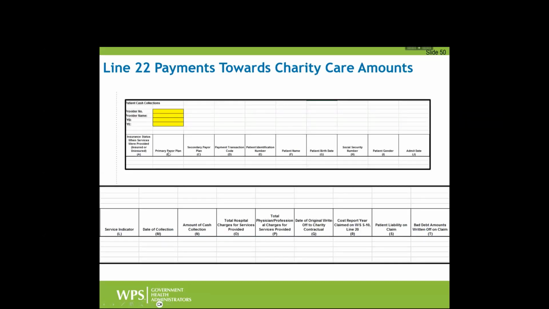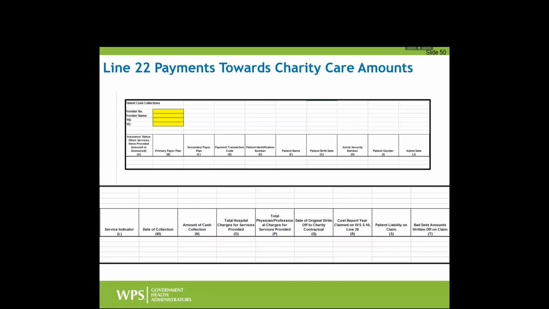The payment template, when you need to send it, is largely the same as the charity care one, only of course now we're focused on the payment. When was it collected? What was the amount? Total hospital charges. Again, we're trying to identify what claim that payment was related to. So when was it originally written off? What year was it actually reported? How much was their patient liability? And how much was actually written off as a bad debt? Because that's another important thing.